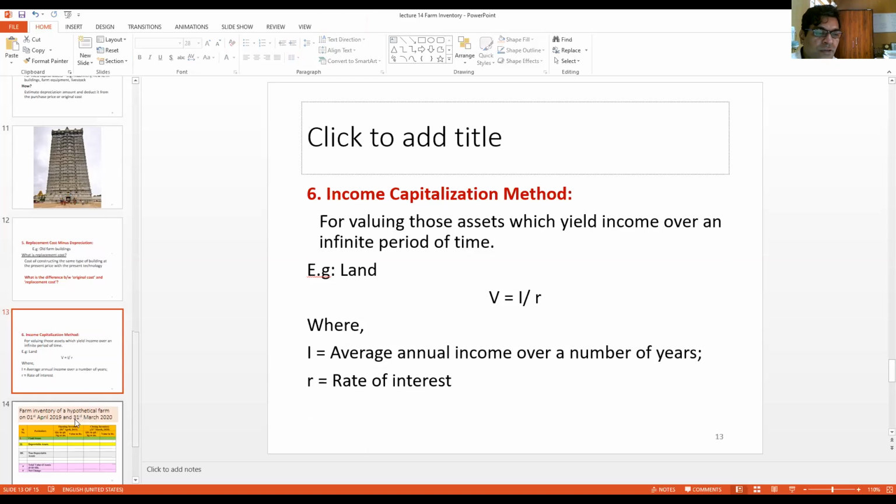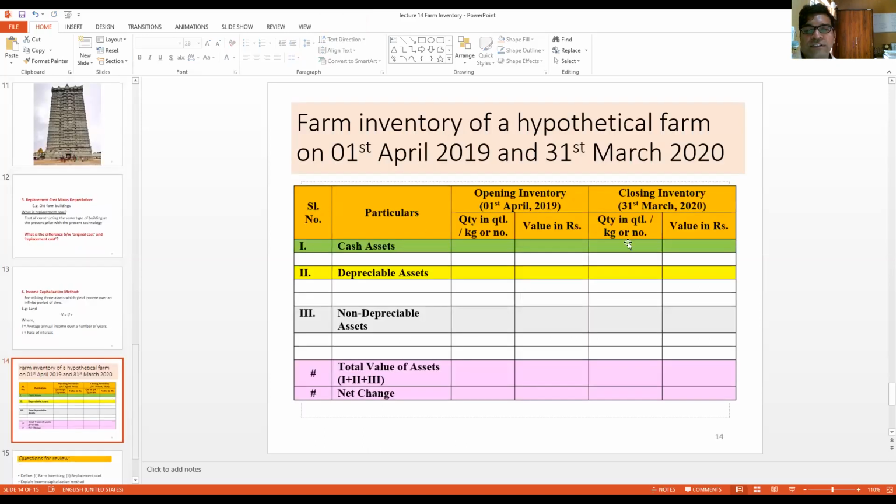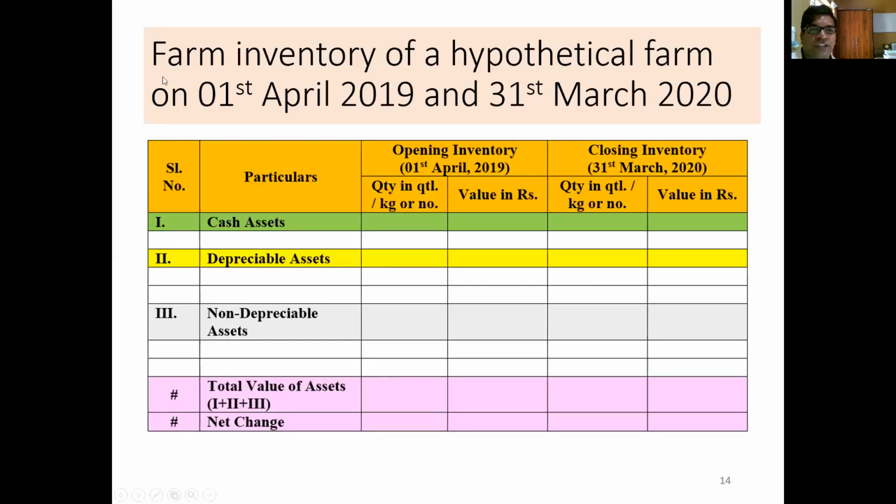Okay. Are you able to see it? So this is the structure of farm inventory. You see here, farm inventory of a hypothetical farm on 1st April 2019 and 31st March 2020, right? So we have the opening inventory, we have mentioned the date, and we have the closing inventory.